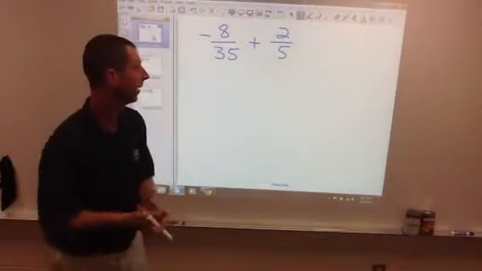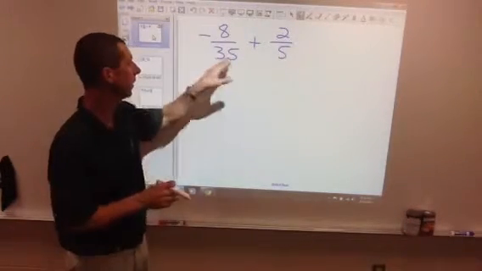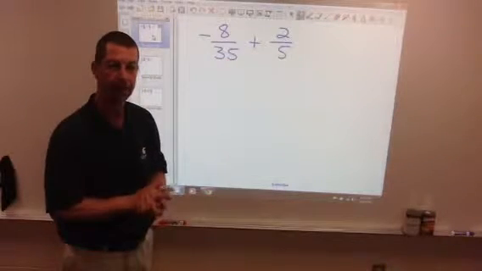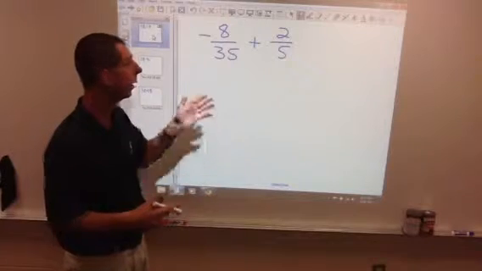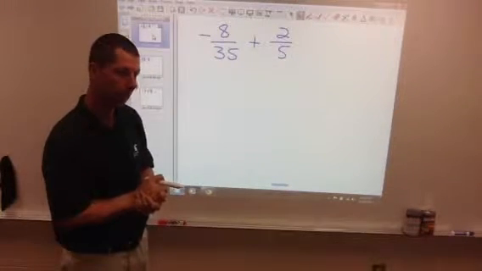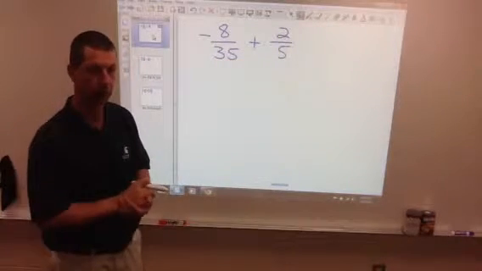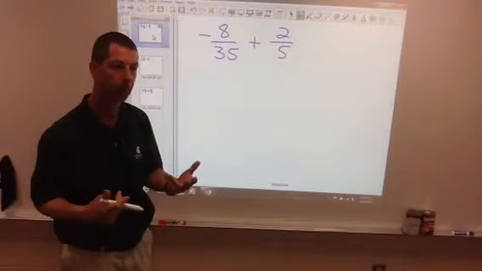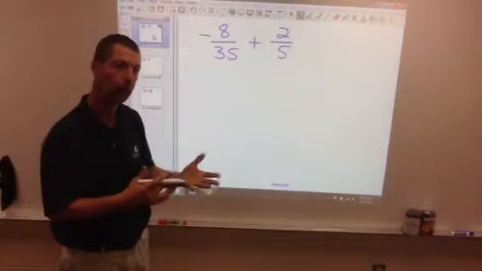Okay, what we're going to look at today is adding fractions that have different denominators. And that's a challenge. And also to add to that, we're going to have some negative fractions. When we take a look at a problem like this, the first thing that we have to do is come up with a plan for solving it. Okay? And that plan is going to be, what are we going to do?